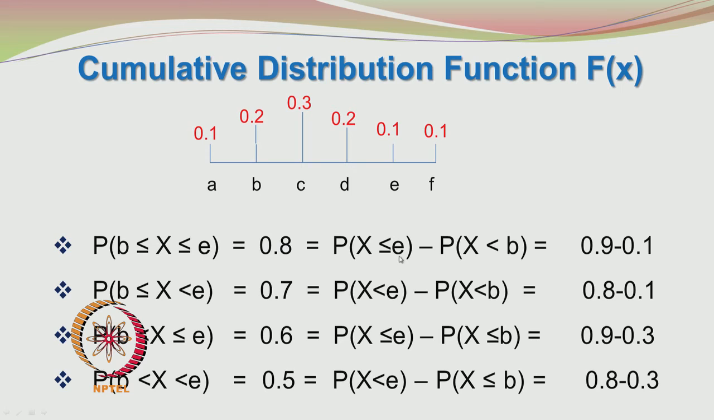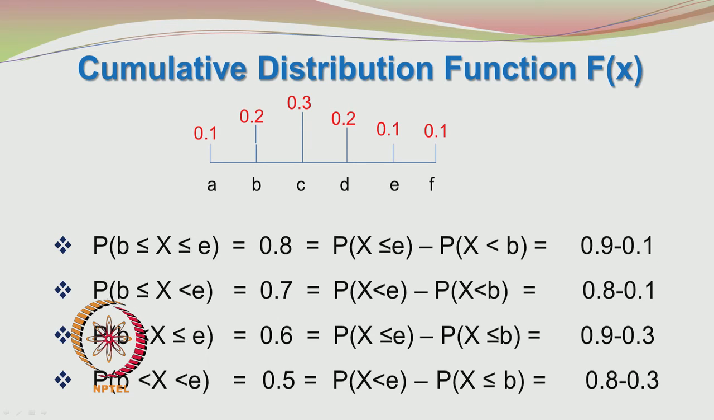And that may be written as probability of x less than or equal to e minus probability of x less than b. Probability of x less than or equal to e is 0.9: 0.1 plus 0.2, 0.3, 0.3 plus 0.3, 0.6, 0.6 plus 0.2, 0.8, 0.8 plus 0.1, 0.9. That is why you get 0.9 here. And then you get probability of x less than b. Less than b is only a, and the probability is 0.1. It is 0.9 minus 0.1.